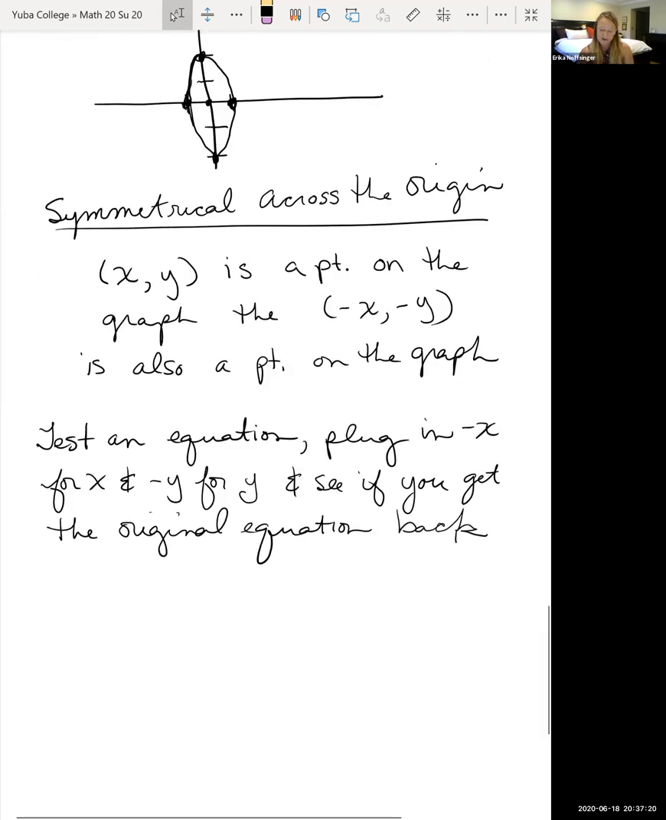So we just saw when it was symmetrical across both, it was also symmetrical across the origin. And again, what I'm asking is, can it go the opposite direction? If it's symmetrical across the origin, can we say that it has to be symmetrical across both the x and the y axis?